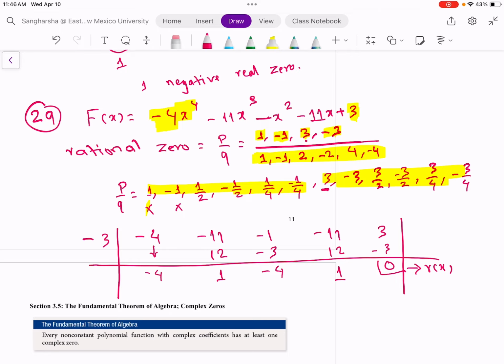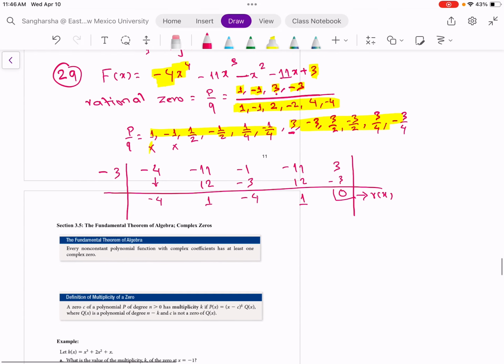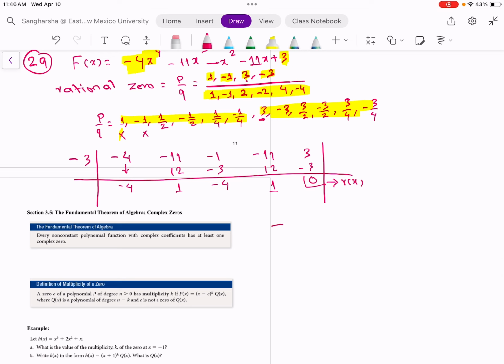Okay, now we have our f of x. We can write our f of x as a divisor times the quotient. Now what is the divisor here? We know this is a real 0. If this is a real 0, what is the one factor for this function? x minus this number, which is x minus minus 3. We get x plus 3. So x plus 3 is the divisor times the quotient.